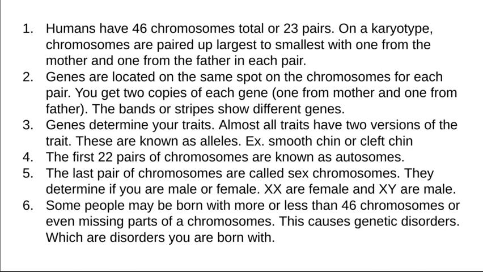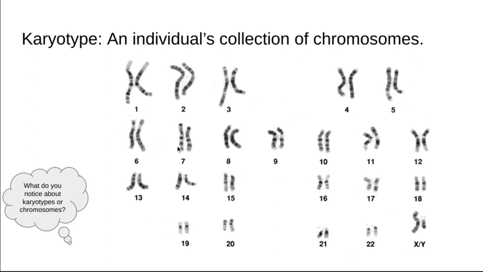So number 1 says humans have 46 chromosomes total, or 23 pairs. So looking at that karyotype, which I'm about to go to, the chromosomes are paired up from largest to smallest, with one from the mother and one from the father in each pair. So we look at this again. If you were to count all these chromosomes, like little gummy worms, you would get 46. Now they're paired together, so that's 23 pairs. Please don't get that confused. 23 pairs or 46 total individual chromosomes.